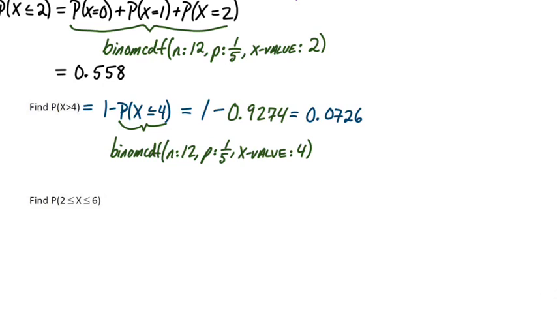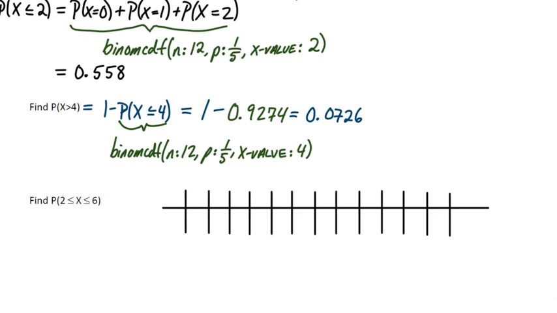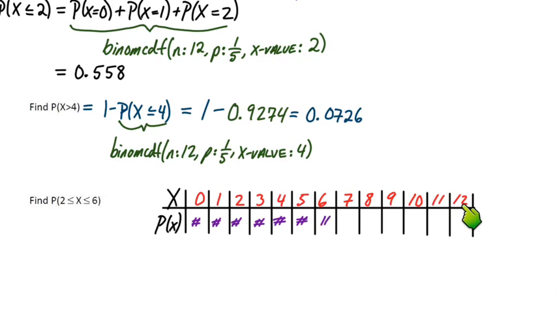Okay, so let's try to illustrate this for a moment in a table. Let's start with the x values on top. The kid could get 0, 1, 2, 3, 4, all the way up to 12 questions correct by guessing. And then the probabilities, we don't know each one of these individual probabilities. I mean, we could go through and find them all with the binomial PDF, the one that does individuals. But I just want to illustrate this for a moment.